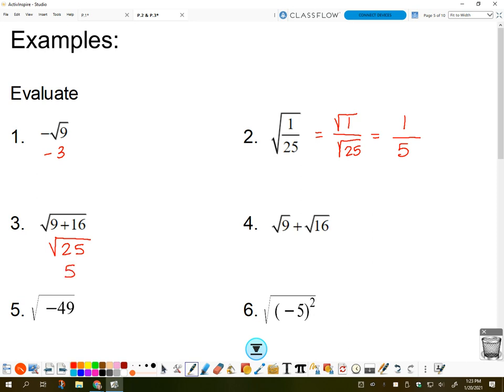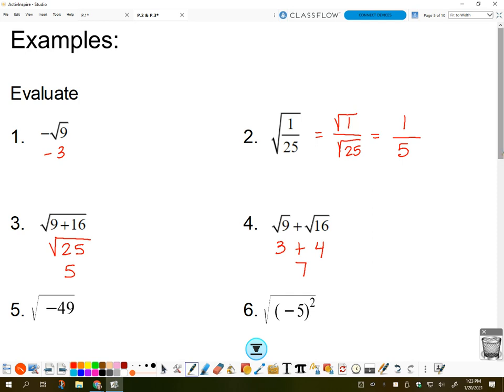All right, number 4, you're going to have to take the square root first and then add. So the square root of 9 is 3. The square root of 16 is 4. 3 plus 4 is 7.